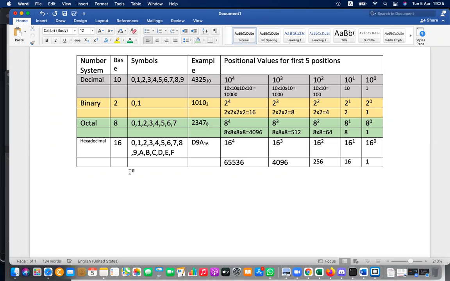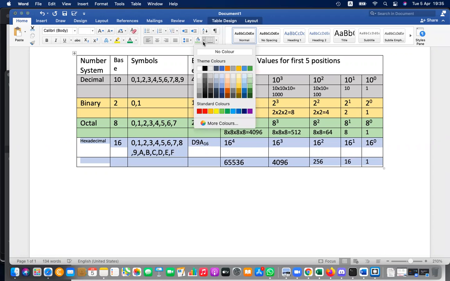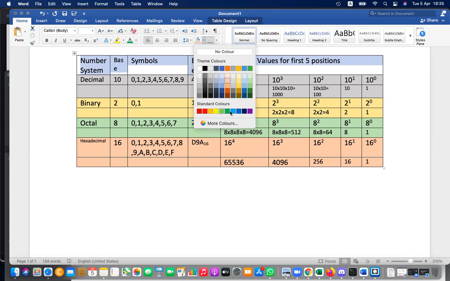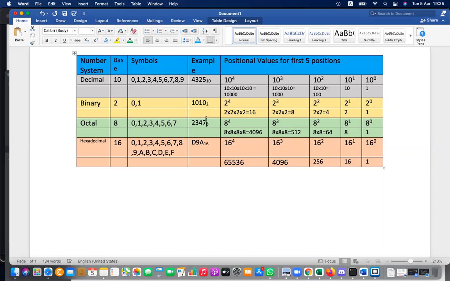Okay, that is hexadecimal. Please fill the table quickly. This is required. Quickly fill it and let me know once you're done. I'll give you a quick exercise after this.